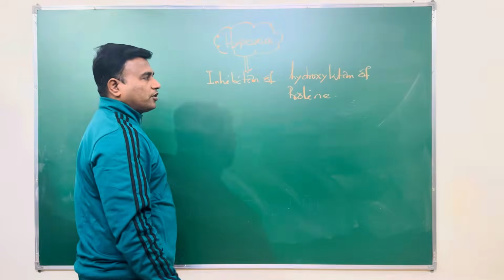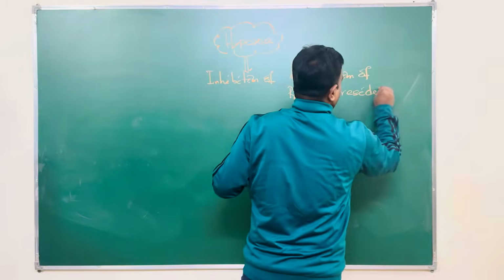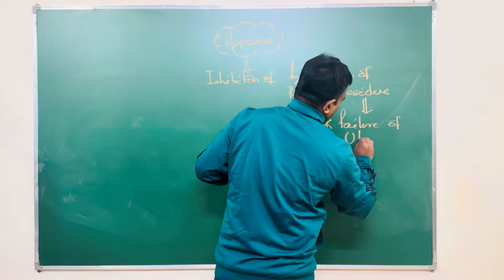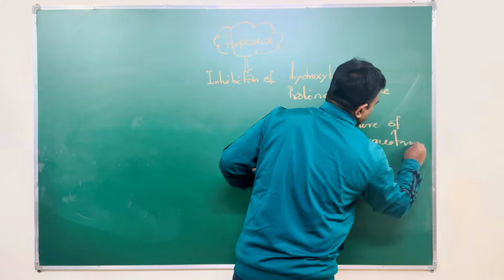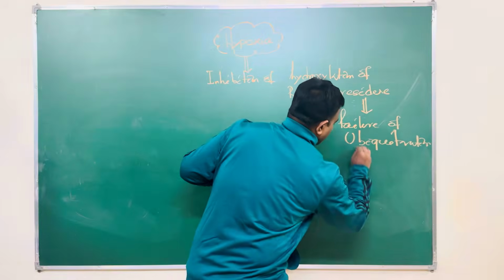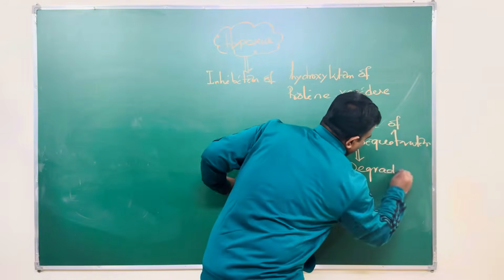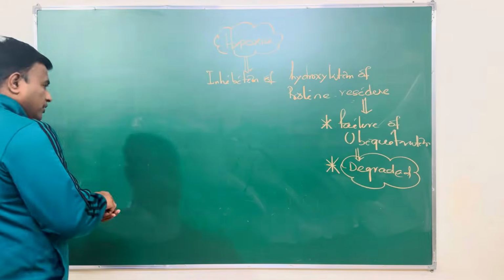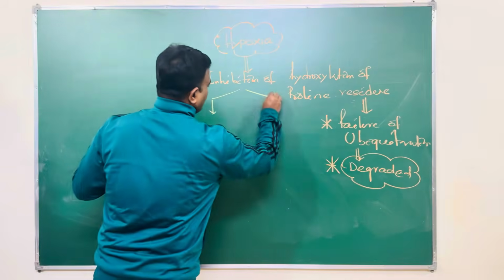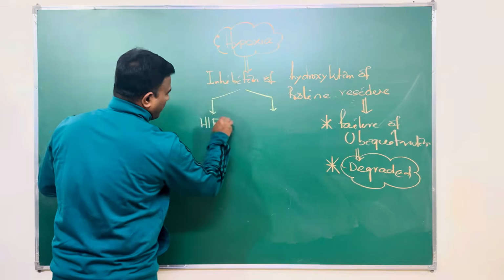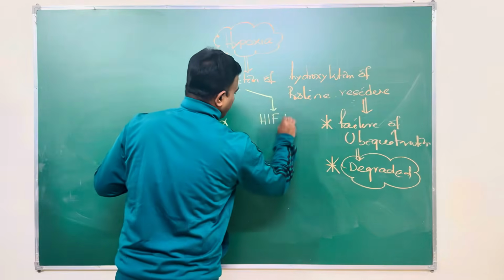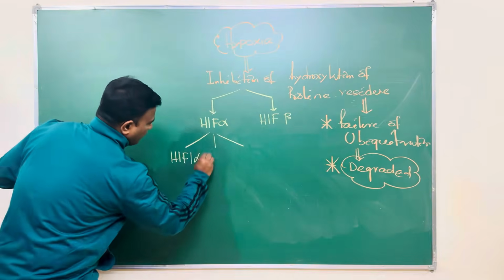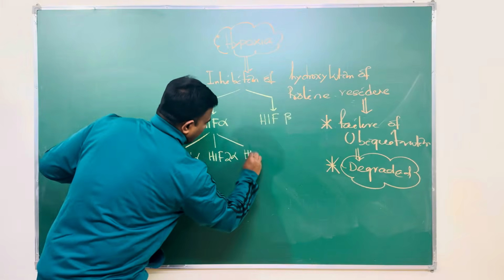And once this hydroxylation of the proline residue is inhibited, it cannot undergo ubiquitination, that means failure of ubiquitination, and once ubiquitination is failed, it is not degraded. This is the point. This is not degraded. Here, now this inhibition will lead to these two forms, HIF alpha, HIF beta. This HIF alpha has three subunits, HIF 1 alpha, HIF 2 alpha, HIF 3 alpha.